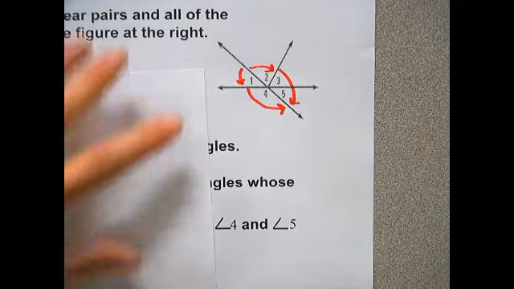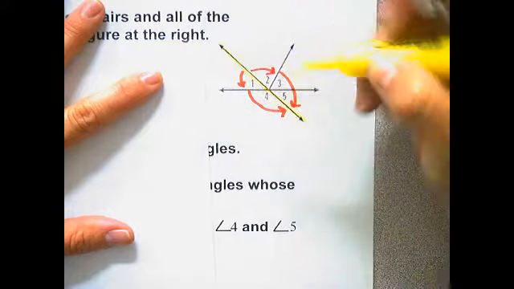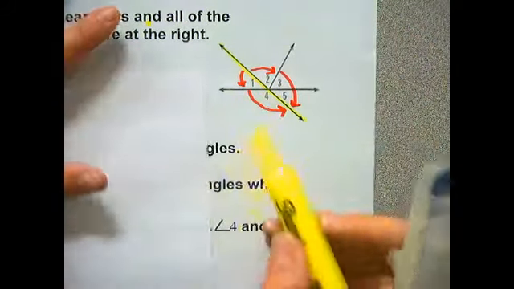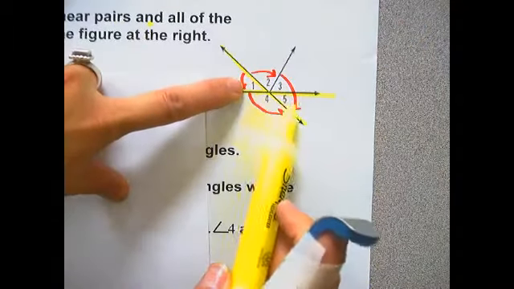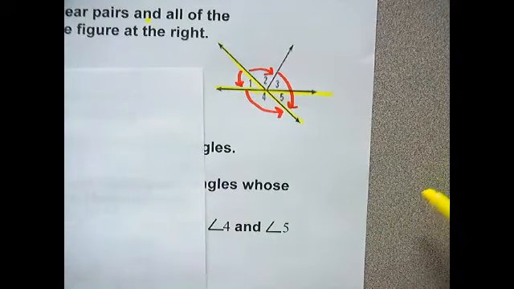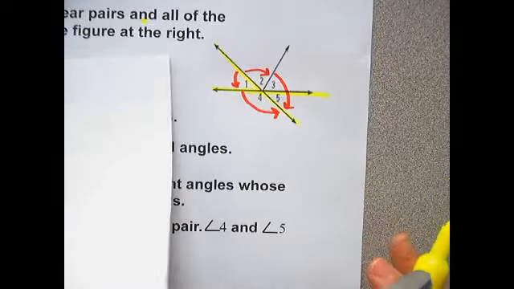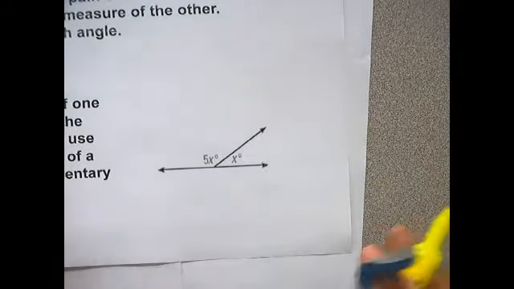Now when we talk about vertical angles, we're looking at when two lines intersect, angles that are opposite of each other. So if you focus in on this line and this line intersecting, do you see that angle 1 and angle 5 share the same vertex and they're opposite of each other? Those would be considered vertical angles, and vertical angles are always equal.